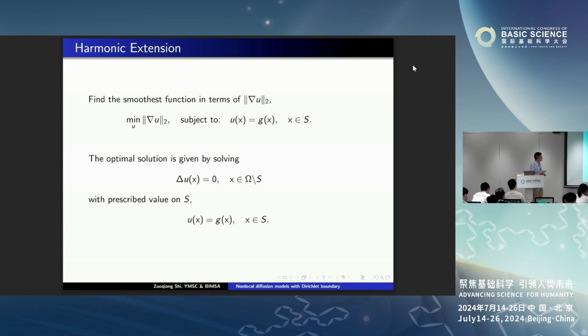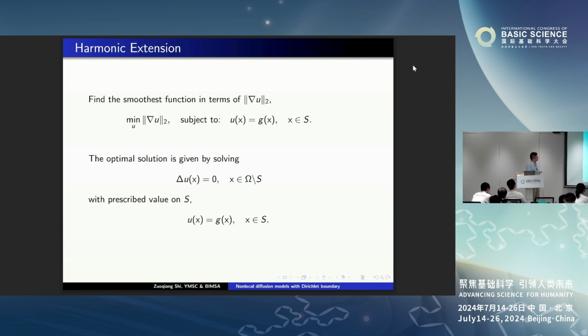If you use this L2 norm of the gradient as a measurement of the smoothness, then you can write the semi-supervised learning problem in this form, as this optimization problem. This optimization problem is a very classical problem. We know that using a standard variational approach, this problem can be solved by the solution of this Laplacian equation, right? And the constraint is that g is the values given at the labeled points. So these labeled points can be seen as Dirichlet boundary conditions. In some sense, it's a Dirichlet boundary condition.